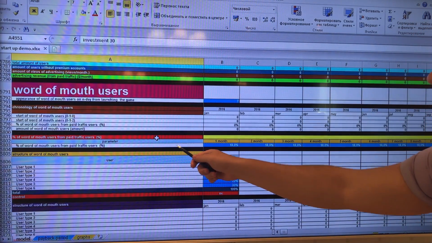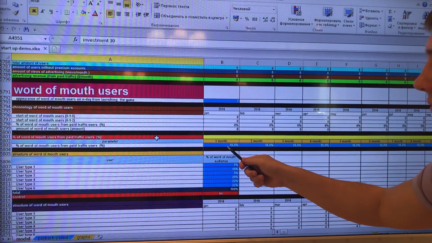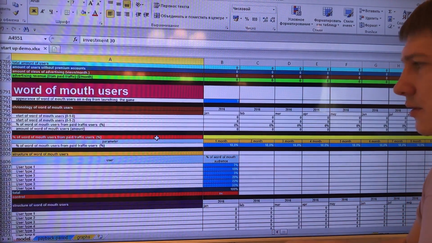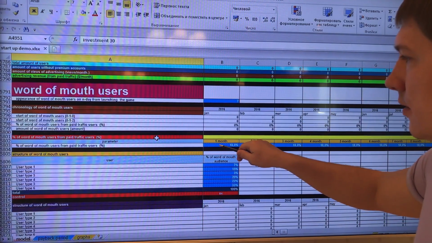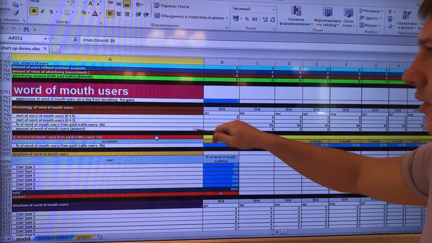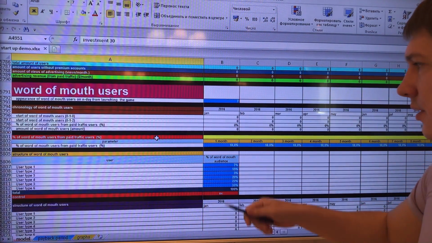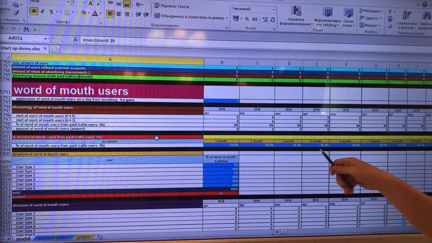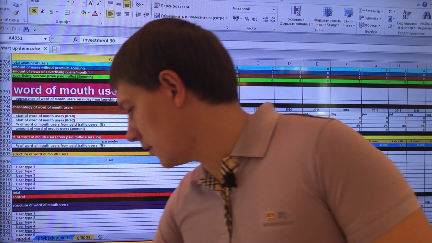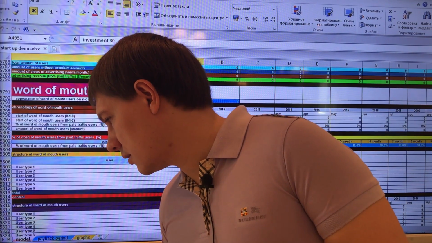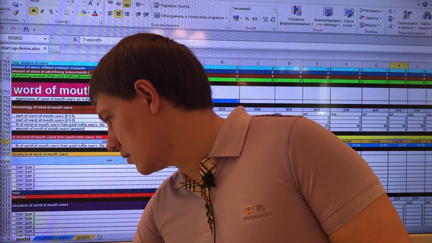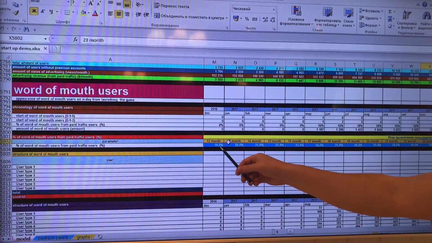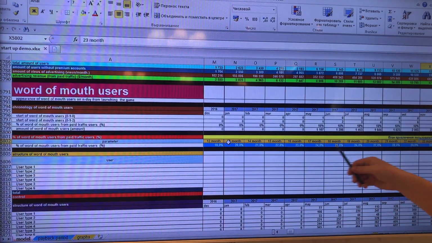Another important figure is the percentage of word-of-mouth users in comparison to primary users. First we see that it is, for example, 18%, and after some time this percentage starts growing. We see 19, 20, 21, 22, and so on.